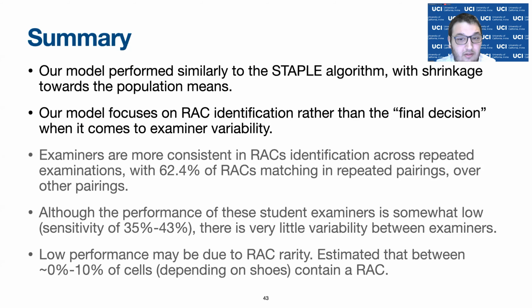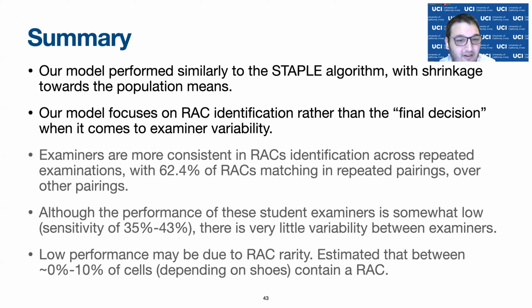And then just some overall summaries. The first two are mainly based on the model, and then just to drive some of the key insights that we found so far, from an application standpoint. The first one is that our model does perform similarly to the staple algorithm. We are getting means similar to the means estimated in staple, but obviously we also have the added bonus of the population mean, which has that shrinkage component. We also have the shoe level performance. So we do have some added bonuses over the staple algorithm.